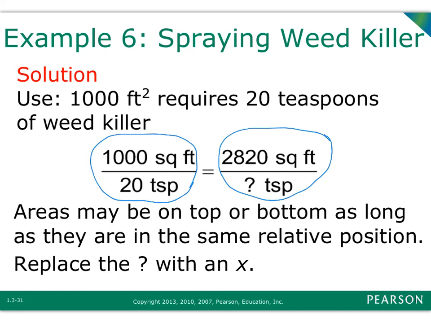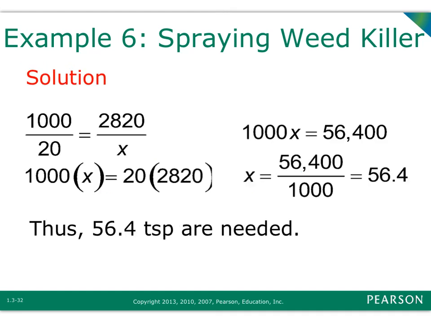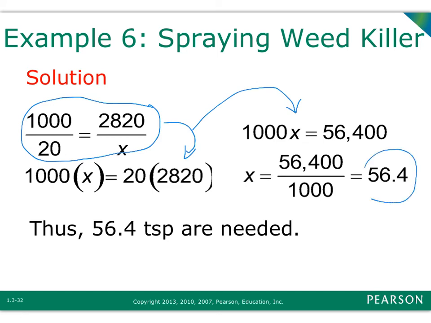So again, I replace the number of teaspoons with X, right? So there's our strategy. And finally, here's how we set up the problem. And we do the cross multiplication. We end up with 1,000 X is equal to 56,400. We divide that by 1,000, and we, of course, get 56.4 teaspoons.